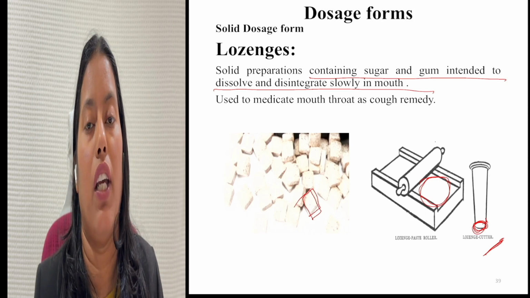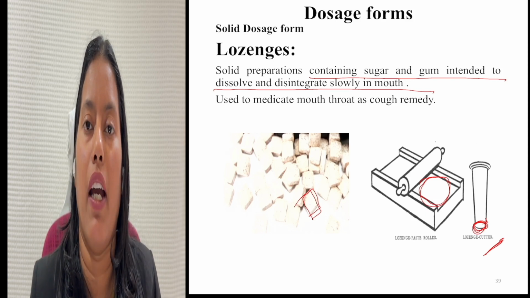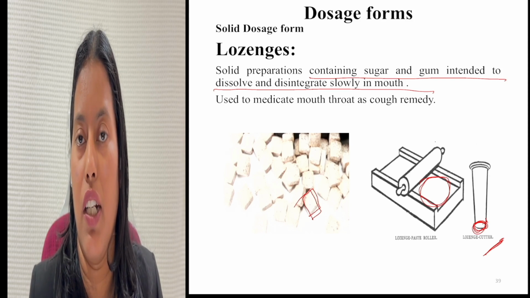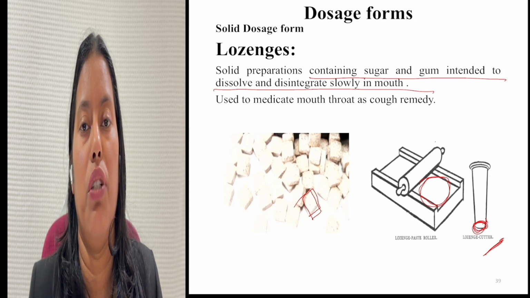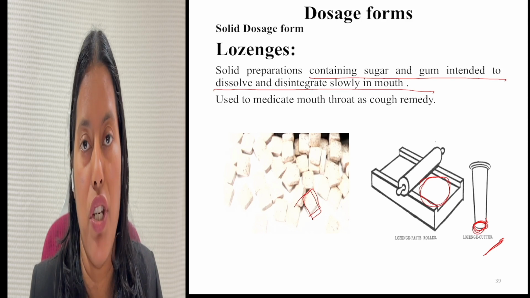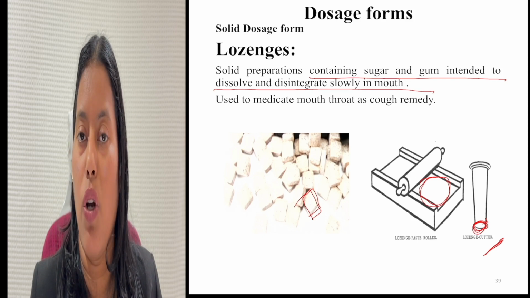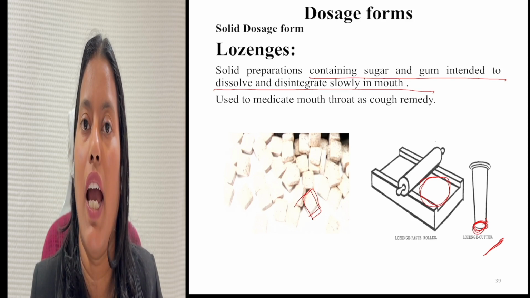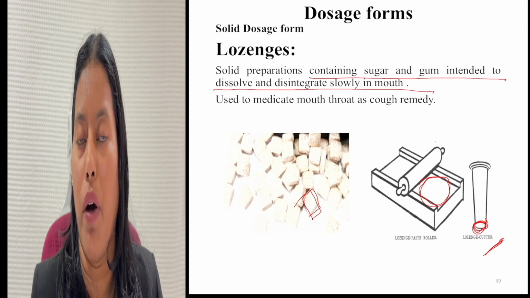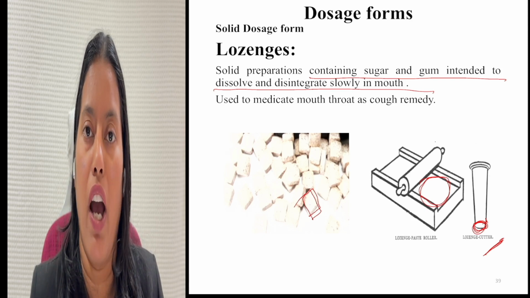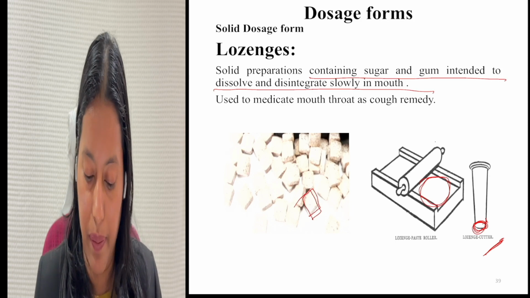They are also packed individually as a strip pack, or can be stored in a glass jar or plastic jar container. The content of each lozenge you have to mention on the label. Then you have to write the directions, that is, not to bite, it has to be chewed and sucked slowly in the mouth. Then you have to write the date before which you have to use that formulation.